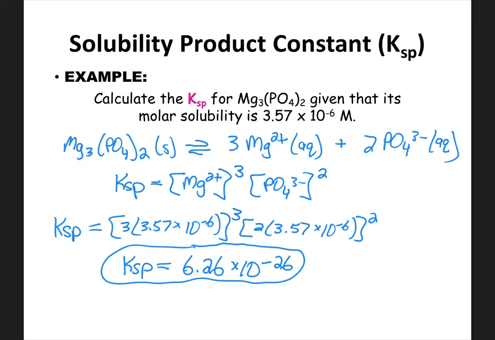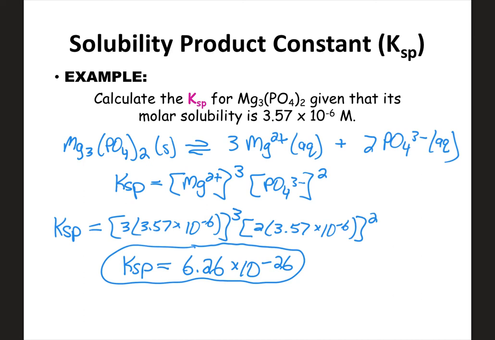So we said the lower the KSP, the less soluble a substance is. So if you look, it's to the negative 26 here. That's telling you that magnesium phosphate is not very soluble. And if you look at your solubility rules here, we said that phosphates are typically insoluble except for the alkali metal or ammonium phosphate. So it makes sense that this value is very, very low because according to solubility rules, it's not going to be that soluble. So the KSP here tells us how soluble a solid will be.